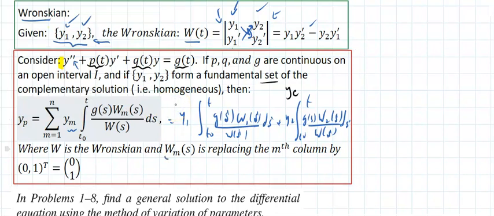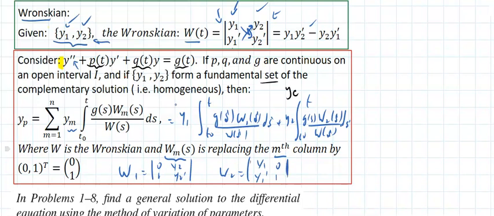Where the Wronskian sub m is simply replacing the mth column, in this case since it's a 2 by 2. So Wronskian sub 1 is 0, 1, replacing the first column by 0, 1, and the second column is y sub 2 and y sub 2 prime. And Wronskian sub 2 will be y sub 1, its derivative, and 0, 1. Again, the reason I'm giving you all of this is because this is going to generalize for any order of the solutions.